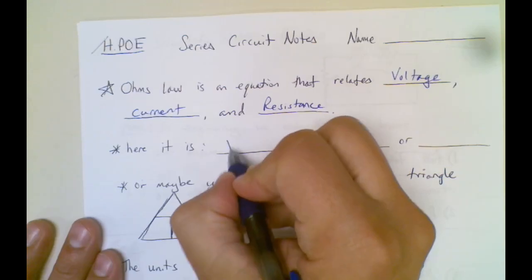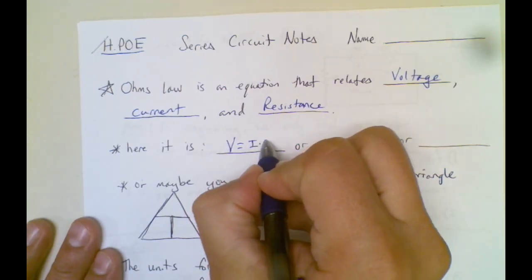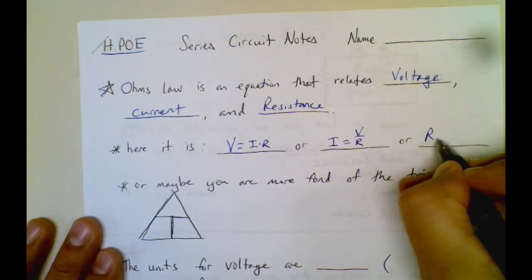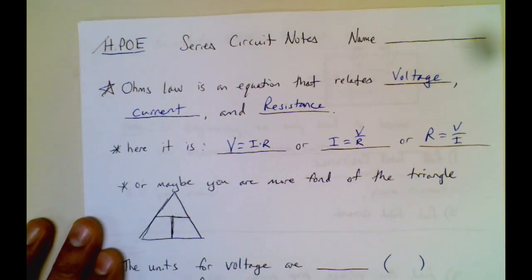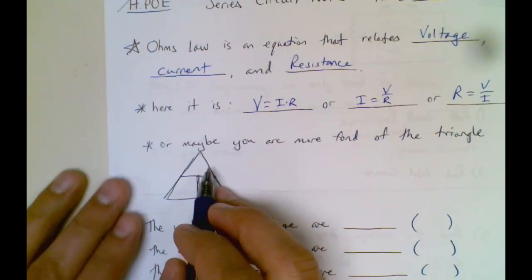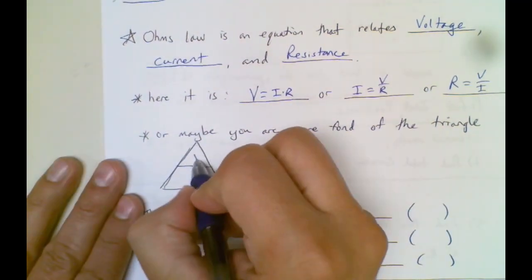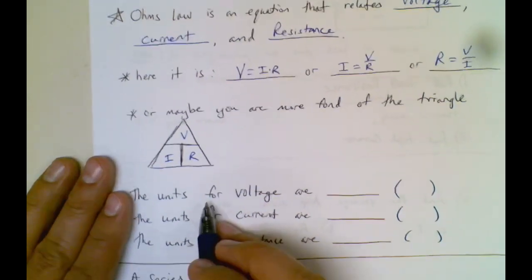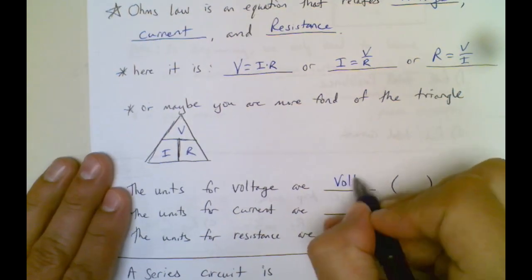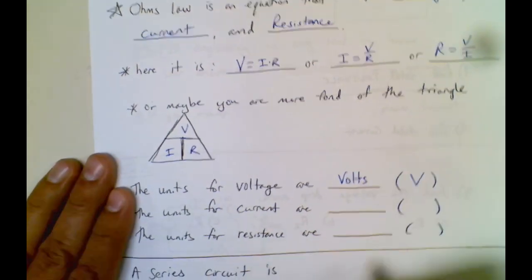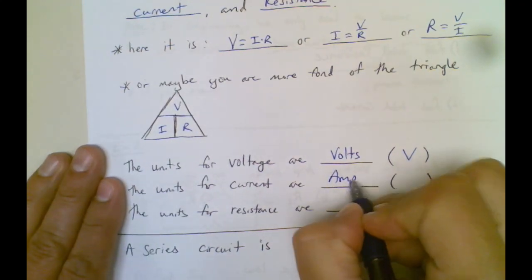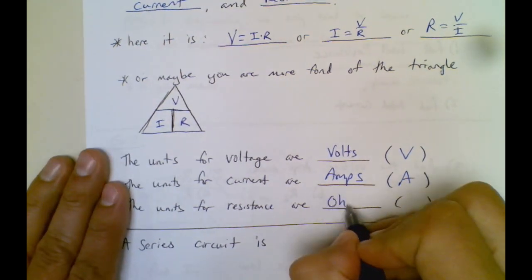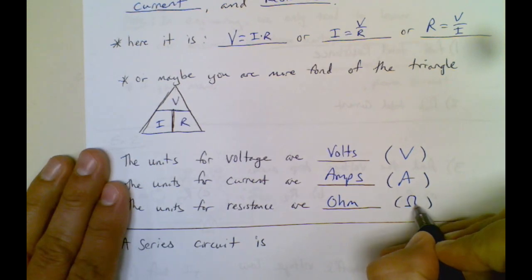You could spend your time writing the three different versions: V equals I times R, or I equals V over R, or R equals V over I. Or, what I'm more fond of is this triangle, because then you can just cover up whichever piece you're solving for. Units for voltage are volts, which is capital V. Units for current are amps, capital A. And units for resistance are ohms, or capital omega.